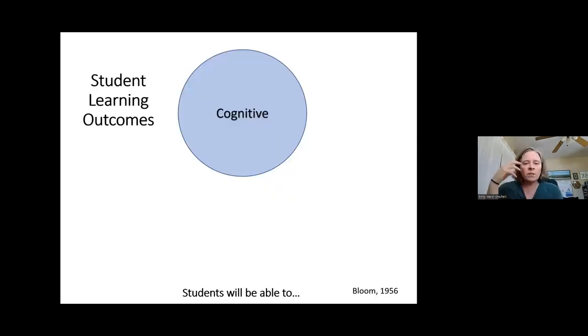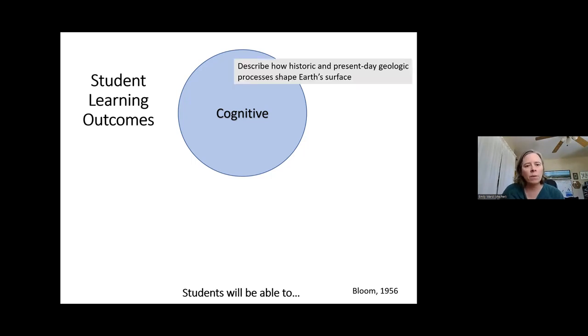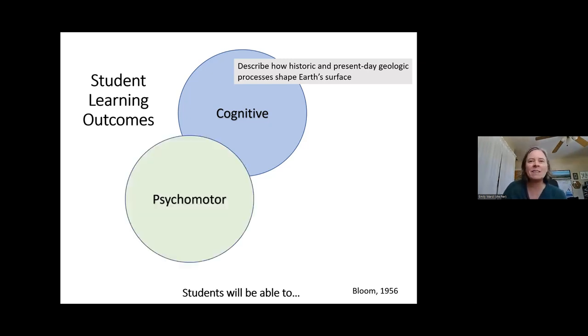So if we're thinking about these learning outcomes, and again, thinking about that specific scale, different learning outcomes can target different domains of learning. These three big domains of learning, we can start out with the cognitive domain of learning. This is really based on Bloom's work in the 1950s, but this is your content knowledge, this is conceptual understanding. An example would be describing how historic and present day geologic processes shape Earth's surface, for example.